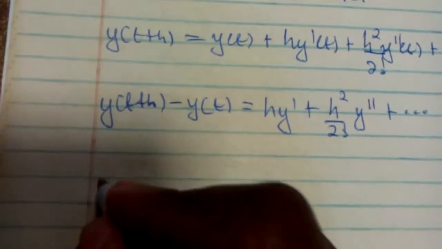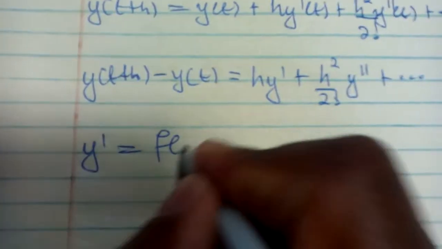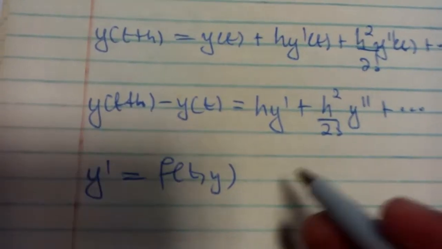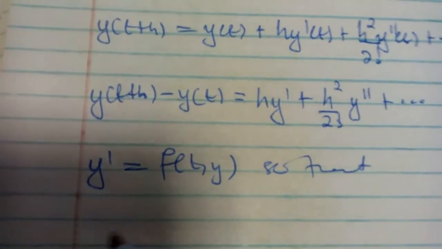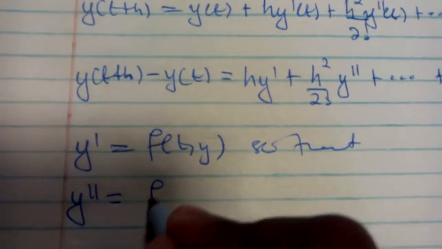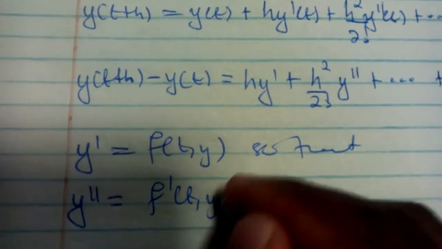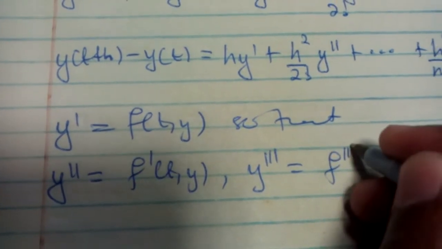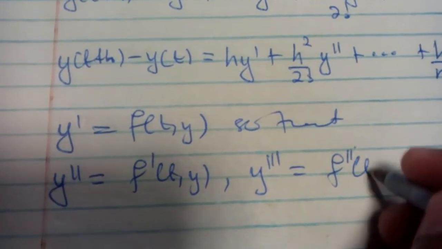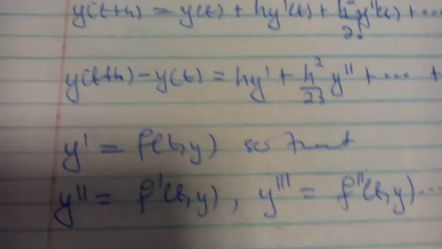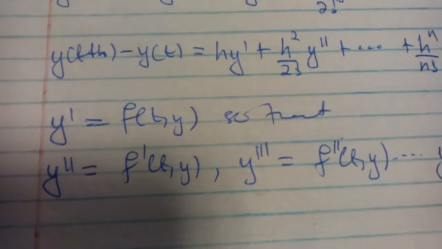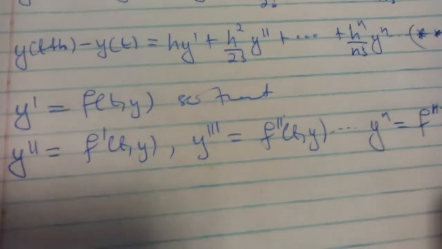And we know that y prime is given by f(t, y), our initial value problem, so that y double prime is nothing but f prime at t, and your y triple prime is f double prime of t, y, and so forth, so that your y^(n) is nothing but f^(n-1)(t, y).